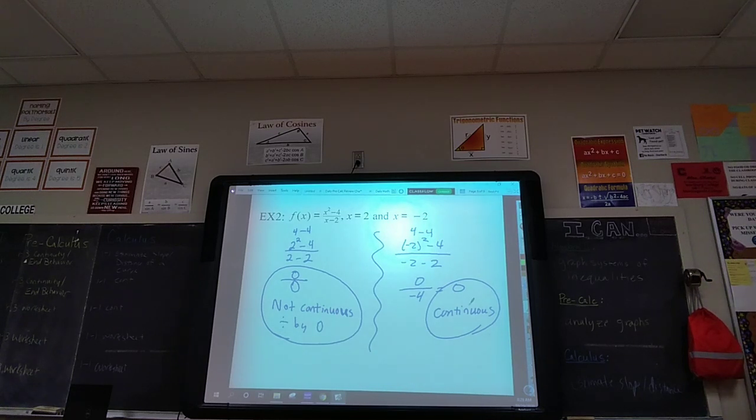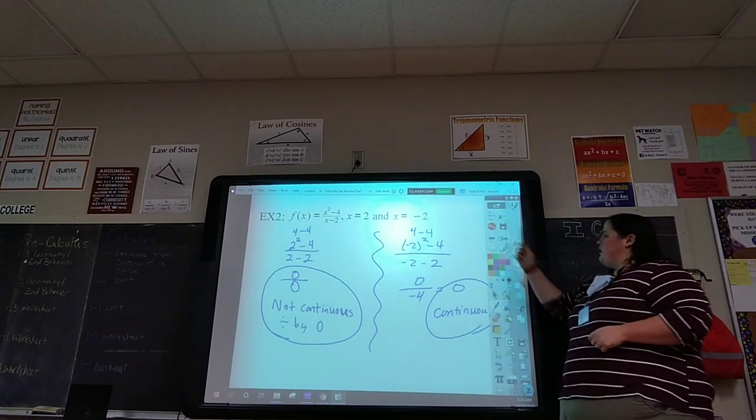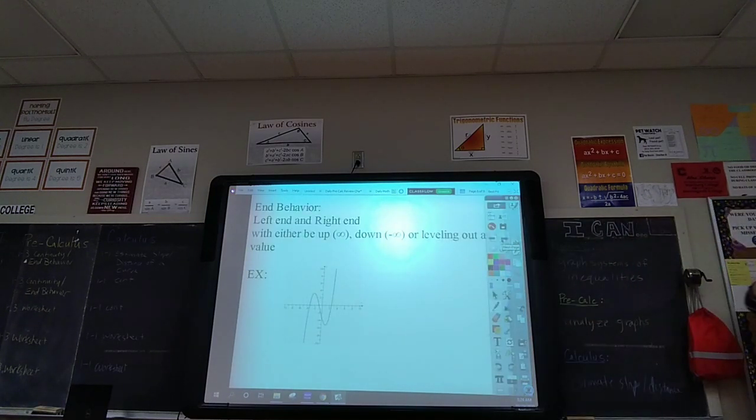So the next thing we're going to talk about is something called end behavior. And this is kind of related to domain and range, but not really. Mostly there's a lot of notation with this one. So basically what you're going to look at is what the ends of the graph are doing. So the very left end and the very right end. So we're always going to be able to look left and right. And so you're going to answer what it's doing up and down.